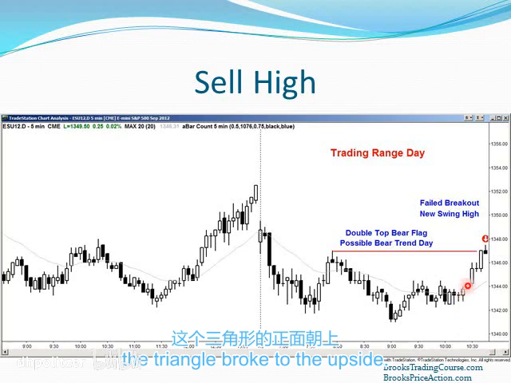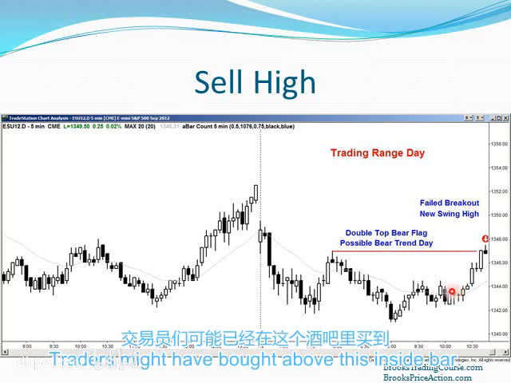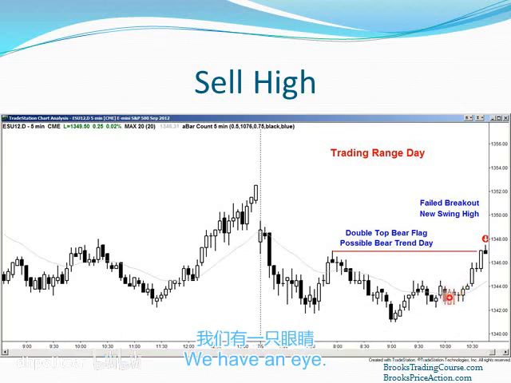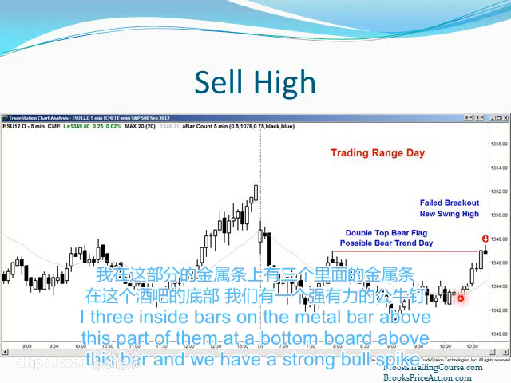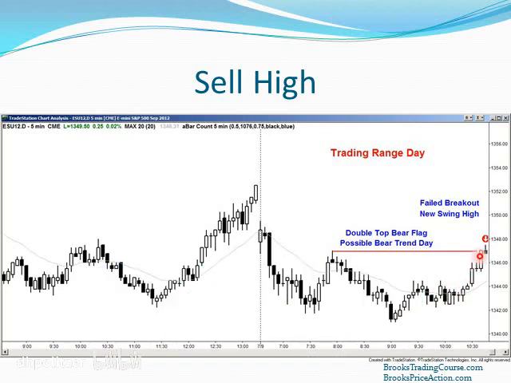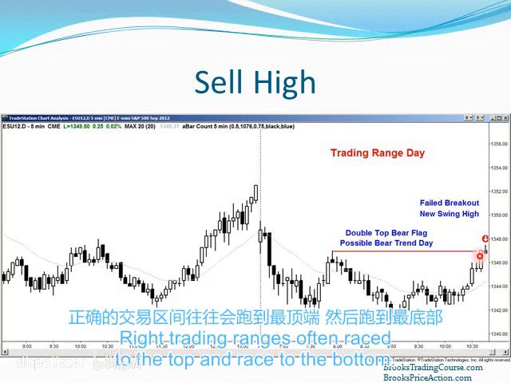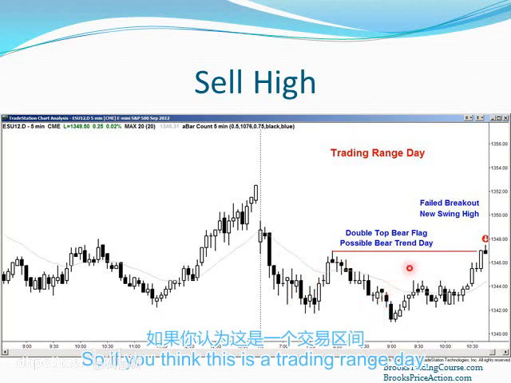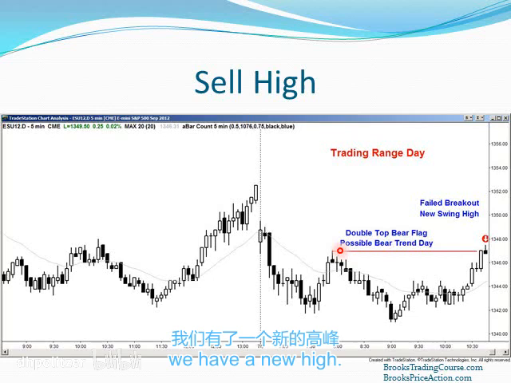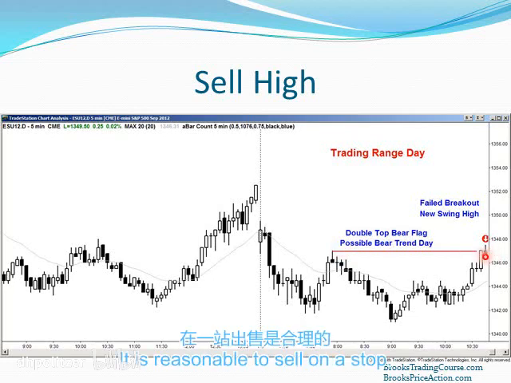Okay, the triangle broke to the upside. Traders might have bought above this inside bar. We have an I, 3 inside bars. They might have bought above this bar. They might have bought above this bar. And we have a strong bull spike. But trading ranges often race to the top and race to the bottom. So if you think this is a trading range day, we have a new high and a reversal. It is reasonable to sell on a stop one tick below that low.